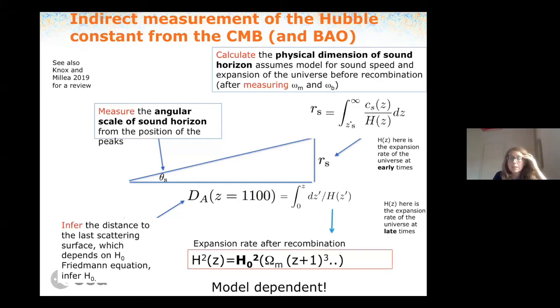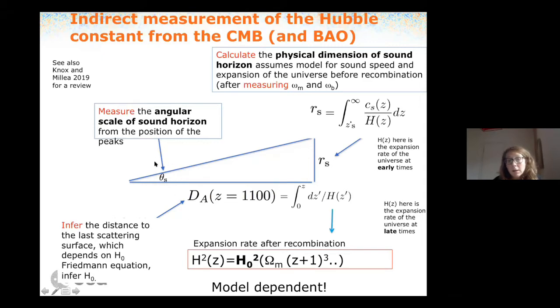And this plot summarizes a little bit some of the main ways people have thought to solve this. I would like to mention this very nice paper from Lloyd Knox and Marius Millea last year that tried to have a review of the different classes of models that have been proposed. But essentially, the idea is the following. The CMB as well as BAO measure the angular scale of the sound horizon. And what we are interested in is to infer distances from the CMB and BAO, from which we are then able to infer H naught.